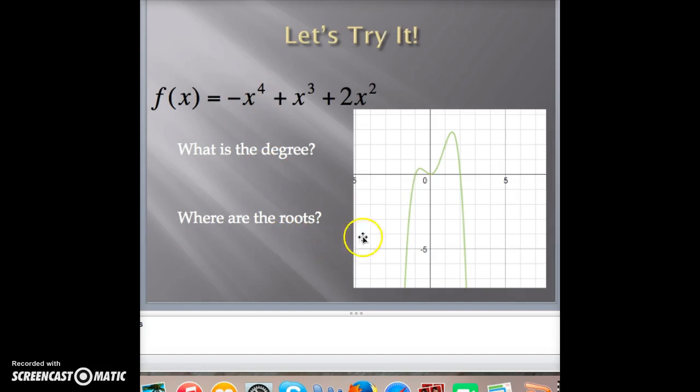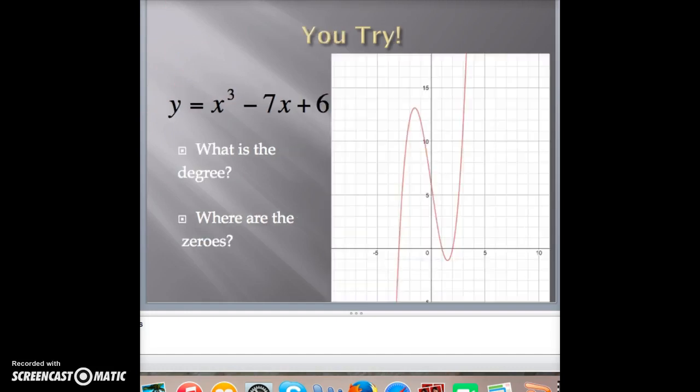Those are located where it crosses the x-axis. So we can see that right here at negative 1, 0, at 0, 0, right in the middle, and also at 2, 0. I want you to try this one.